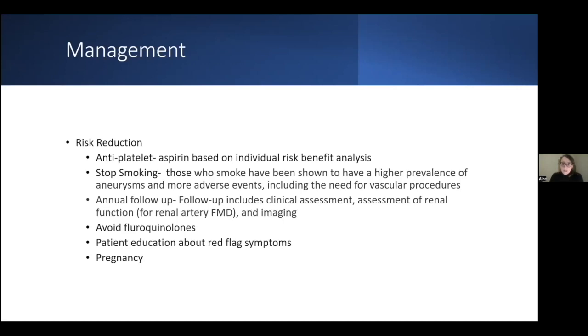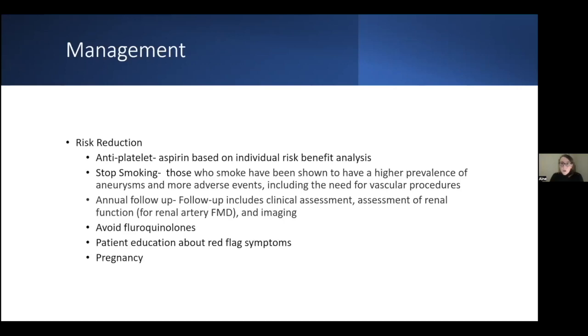And pregnancy. So there are some implications for pregnancy. We know from registry data as well that patients with FMD have a higher rate of pregnancy-related complications. This is mainly if you have a renal manifestation of FMD. So patients with FMD who become pregnant have a higher rate of pregnancy-associated complications, such as blood pressure in pregnancy, preterm birth, and also preeclampsia.